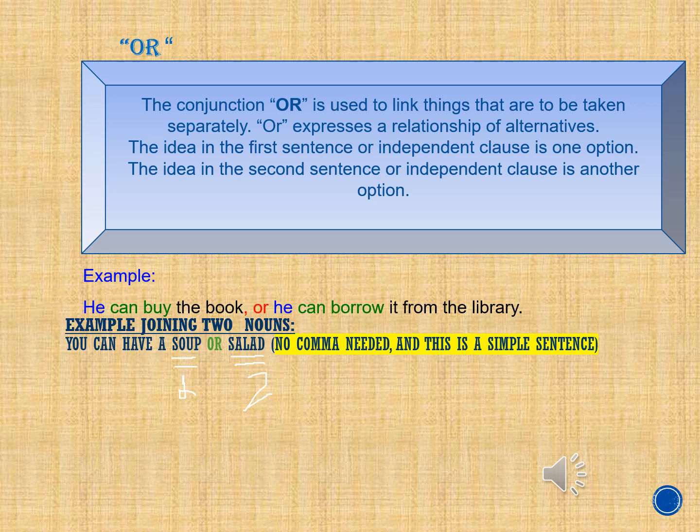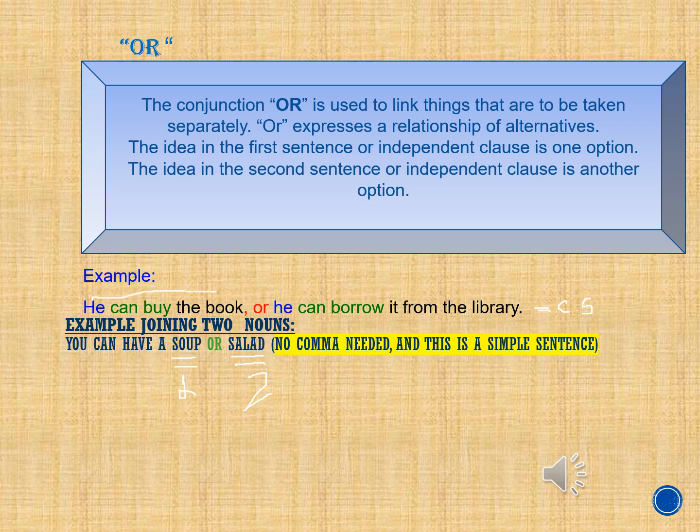See? So we can create simple sentences, and we can join nouns with or. Okay, so no problem. But let's focus on our compound sentences. That's why we are calling them conjunctions now. Remember, coordinating conjunctions. My conjunction or is used to link things that are to be taken separately. Or expresses a relationship of alternative.